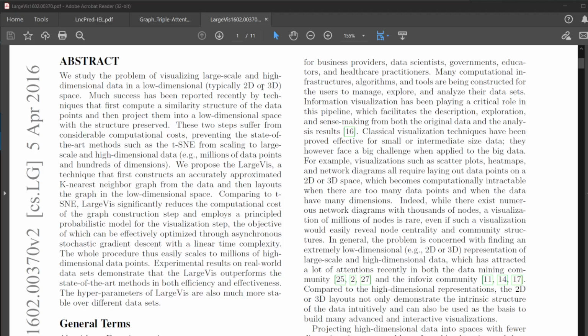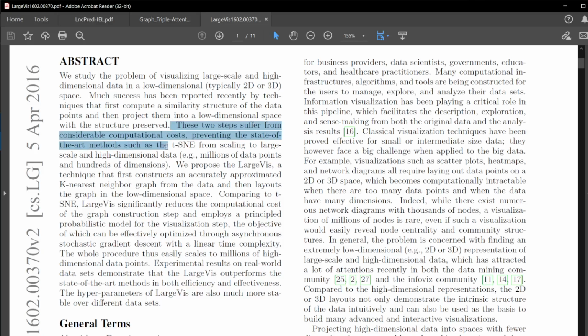We propose LargeVis, a technique that first constructs an accurately approximated k-nearest neighbor graph from the data and then layouts the graph in the low-dimensional space. Compared to t-SNE, LargeVis significantly reduces the computational cost of the graph construction step and employs a principled probabilistic model for the visualization step, the objective of which can be effectively optimized through asynchronous stochastic gradient descent with a linear time complexity. The whole procedure thus easily scales to millions of high-dimensional data points.